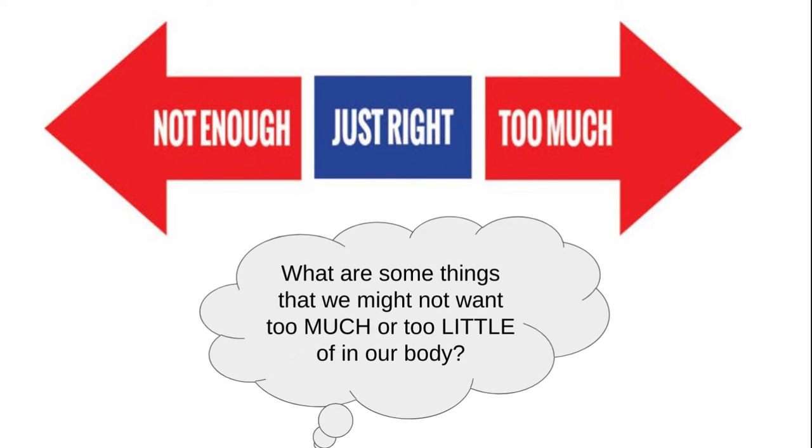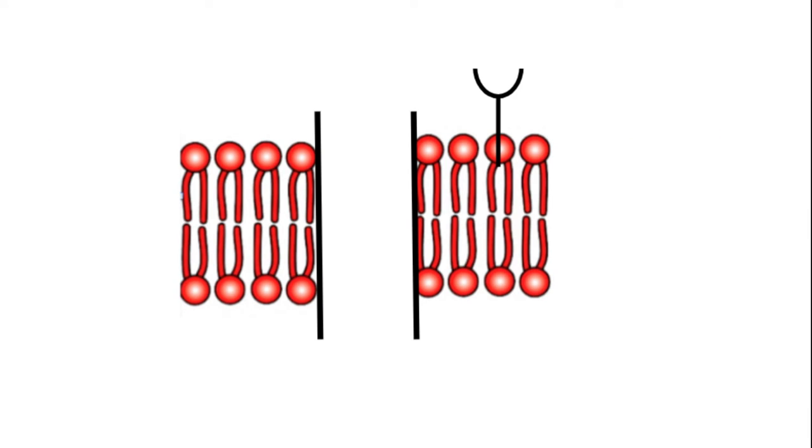So I want you to brainstorm. What are some things that we might not want too much or too little of in our body? Maybe you thought water or glucose or salt or food or toxins. Any of those would be correct. Cells are the same way. We don't want too much, too little, just the right amount of everything. And the cell membrane helps us maintain that. It helps us control what goes in and out so we have this stable state.